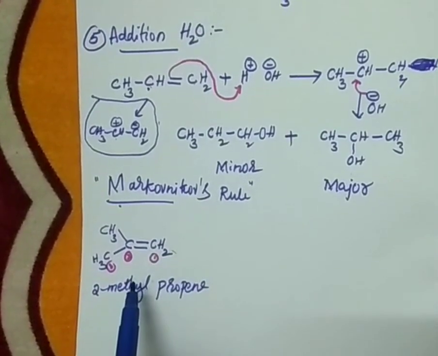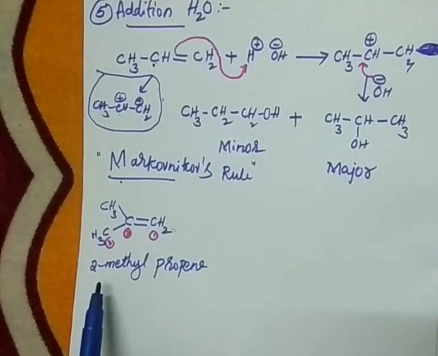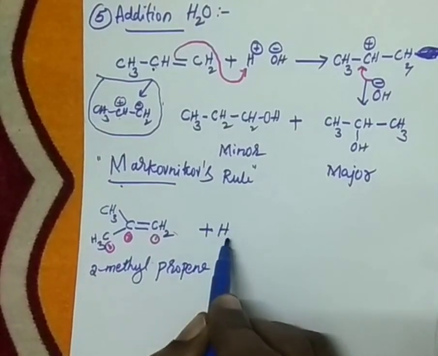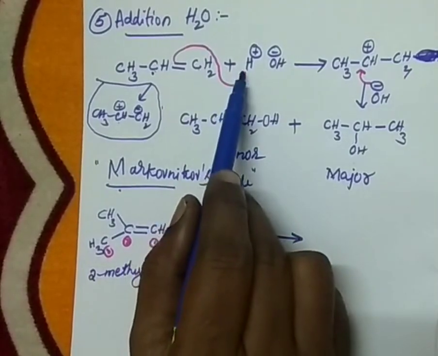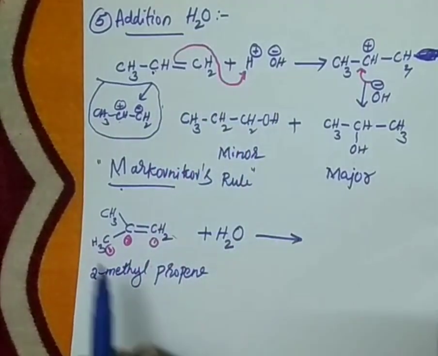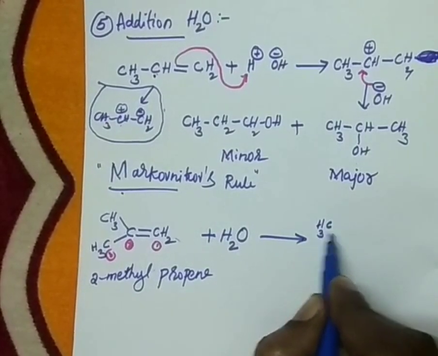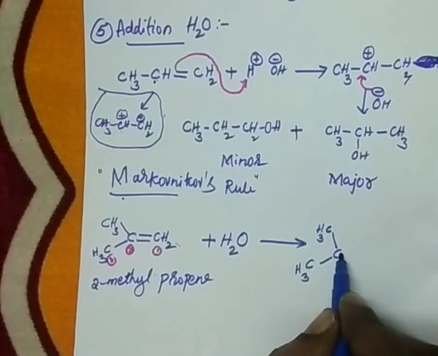And they ask you to write the addition of water to this reactant. Write the reaction in which 2-methyl propene is added with water. What will you write? See here, you don't need to write anything, the anion, cation, all these. Directly you can write the product. What is that? I told you the hint. Write the reactant first, without the double bond.